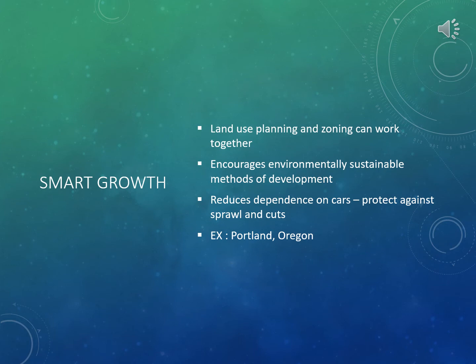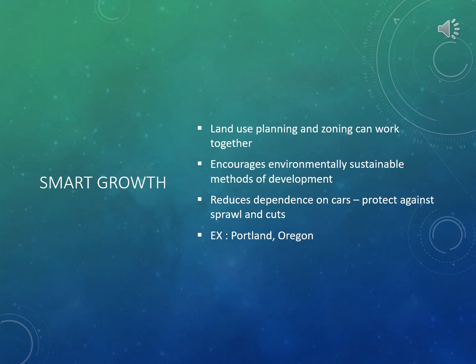Smart growth is a major way to develop our urban areas in such a way that it reduces our ecological impact and allows for more individuals to have the access and benefits of urban living. In smart growth, land use planning and zoning work together to encourage environmentally sustainable methods of development using mixed use, using green belts, and using walkable cities. It specifically reduces the dependence on cars.